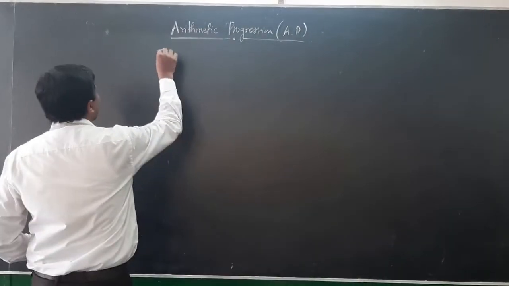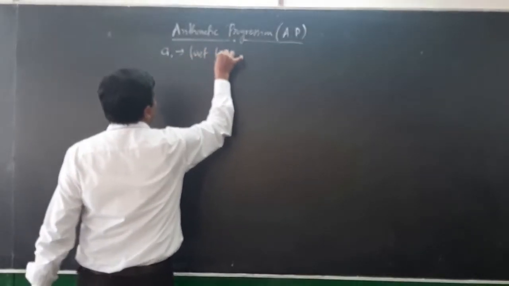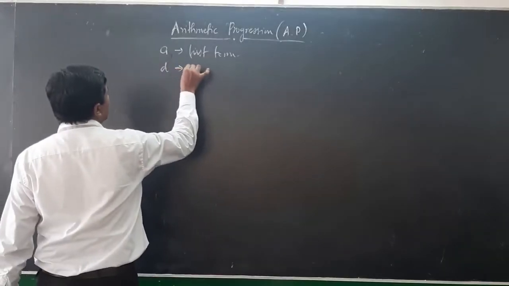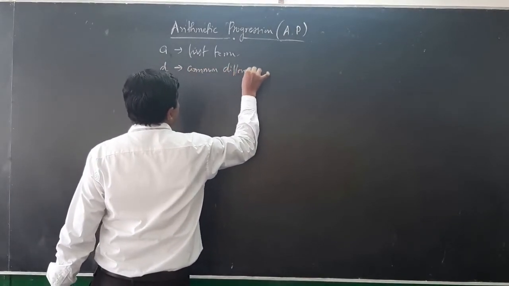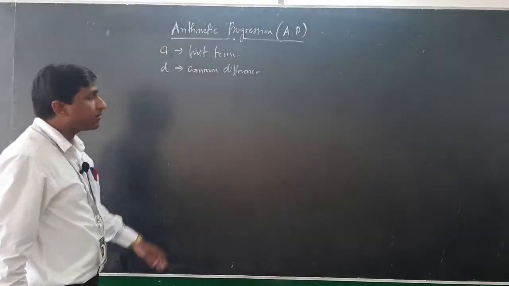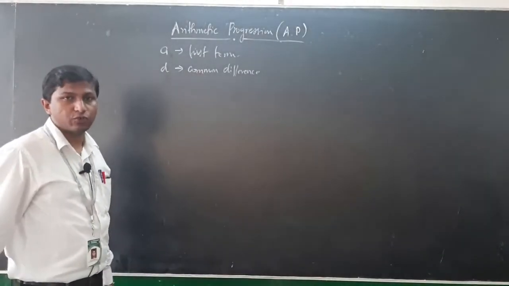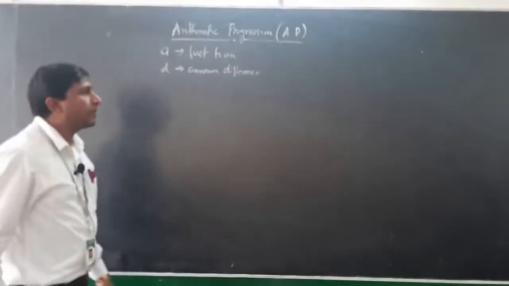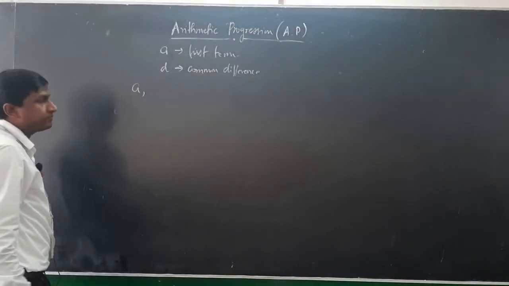Now, how does the general form of an AP look? If a is the first term of an AP, and small d is the common difference, how might the terms of the AP look? What is the first term? The first term is a.